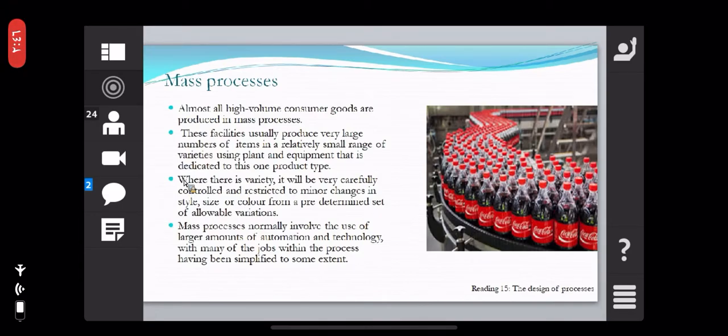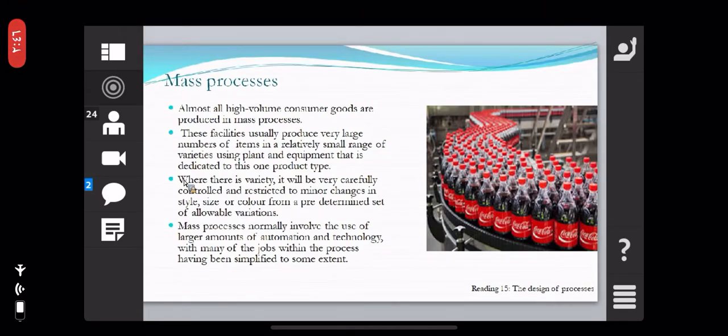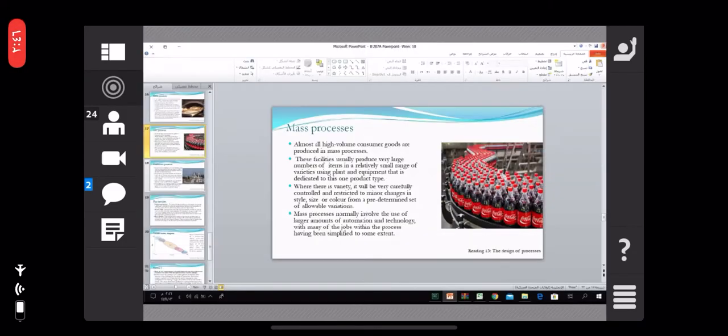Usually this production line is not like the batch, where you stop and then make a different type of product. No, in mass production, this production line uses only one kind of product all year, maybe 2, 3, 4, 5 years, till something happens and they stop. But in mass production, no, they use the same kind of product.